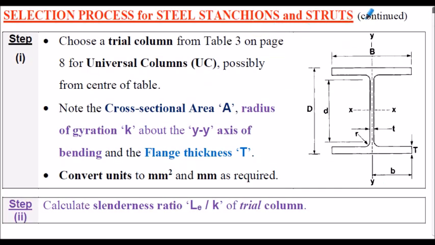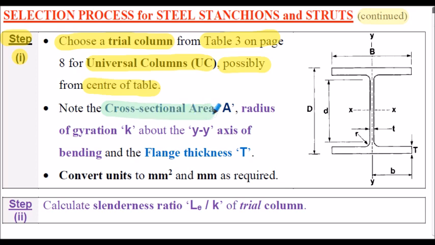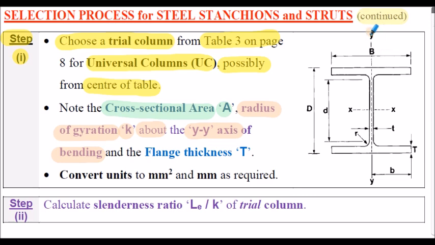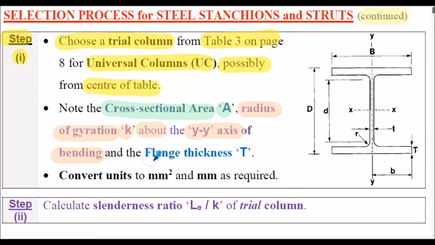Selection process continued here. Let's consider the steps involved in the process. Step 1 here. We need to choose a trial column from our listing of universal columns, maybe initially using a section from the center of the table. We need to note from the table the cross-sectional area A, the least radius of gyration K, that's about the y-axis of bending. So the least radius of gyration occurs about the y-axis of bending, shown here. And we also need to note the flange thickness, capital T here.